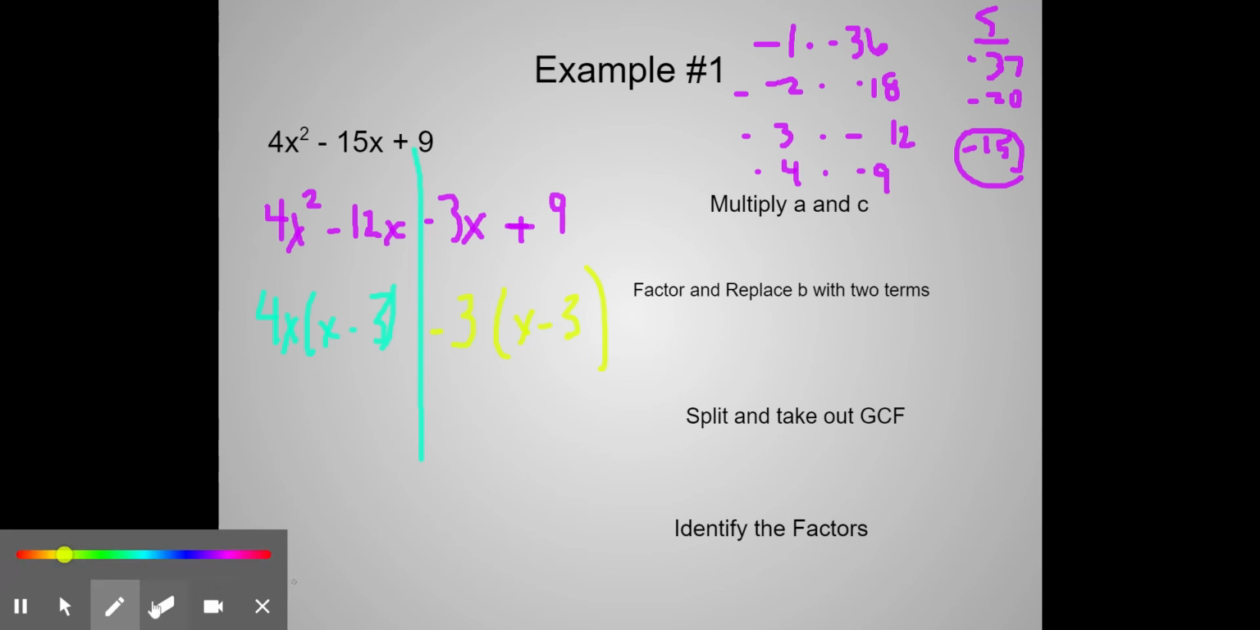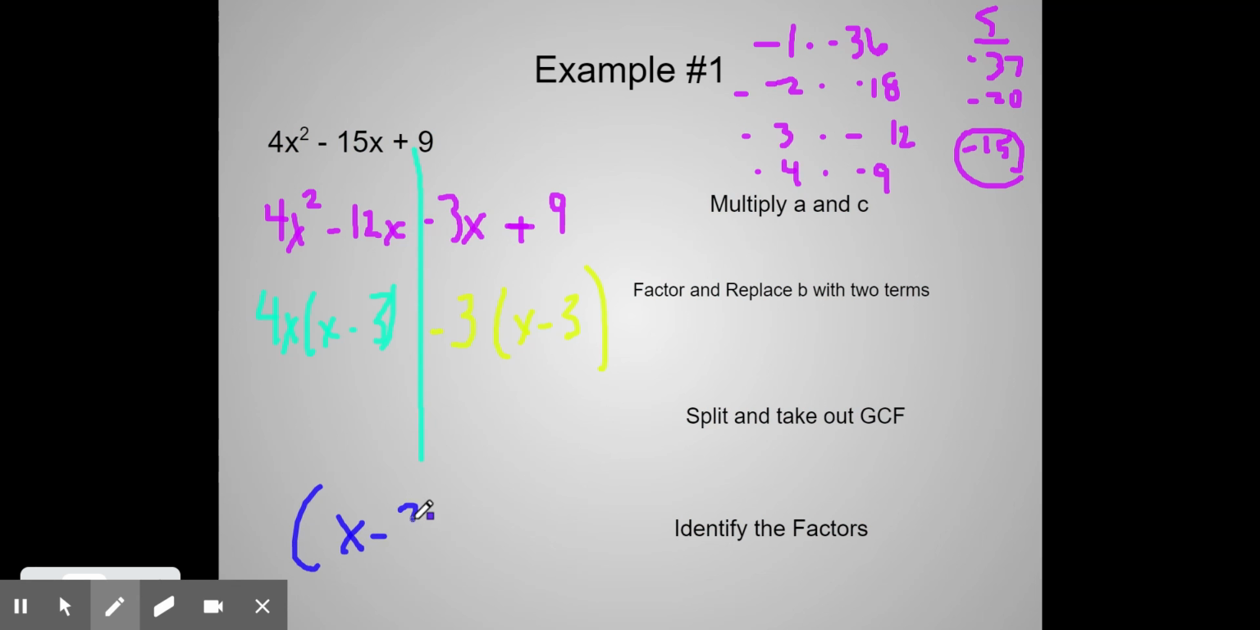Very difficult to see. So what I'm going to do next is the last step, identify the factors. So you should see here that they share one. So x minus 3 is in both quantities on both sides here. So that is one of my factors. And then the other one is going to be the factored out GCFs. So we did that there.